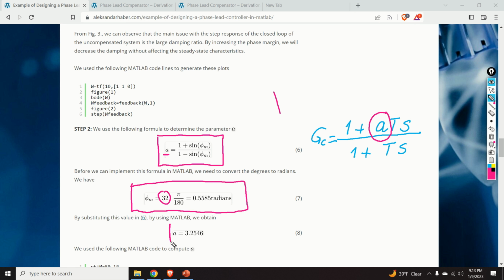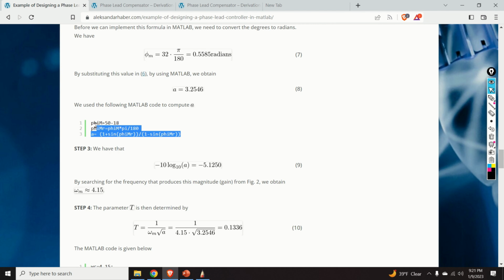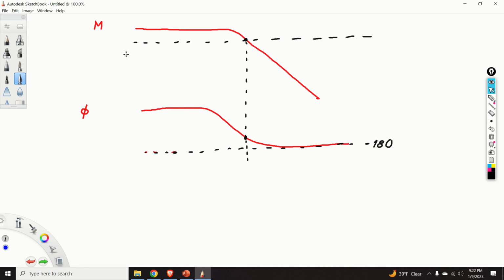And the final value of A is 3.2546, and this value is larger than 1. The Matlab code for determining the parameter A is given over here, and it's self-explanatory. Next, we need to determine the frequency at which we need to apply the maximum phase of the phase lead compensator. To explain how to choose this frequency, consider this plot over here.